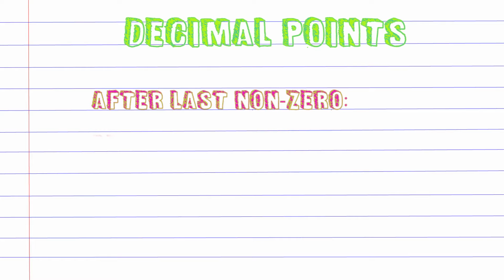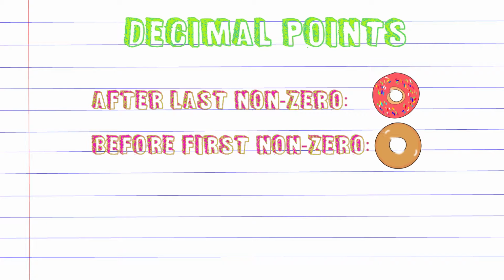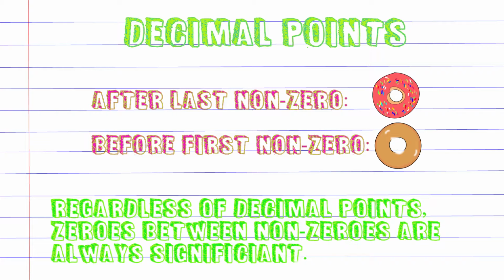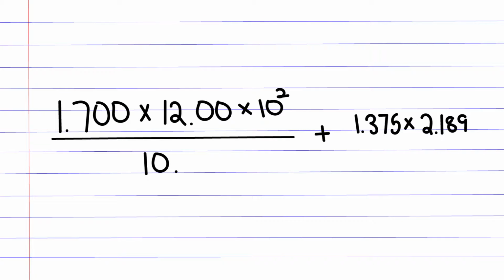When there is a decimal point, all the zeros after the last non-zero are significant. They would be like donuts with sprinkles. Any zeros before the first non-zero are not significant. Decimal point or not, any zeros between non-zeros are always significant. Now that we know the basics, let's solve some problems.